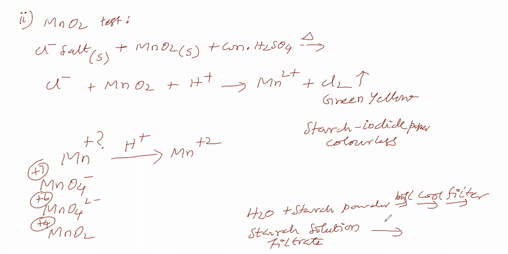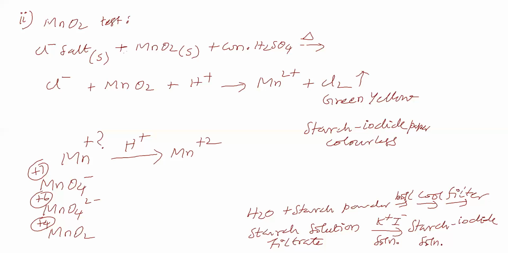To this starch solution, add potassium iodide solution. You will get a starch iodide solution. Starch solution is colorless, potassium iodide crystals are also colorless, therefore starch iodide solution is also colorless. Now you take filter paper, dip the filter paper into the starch iodide solution, then dry the filter paper. You will get starch iodide paper which is colorless.